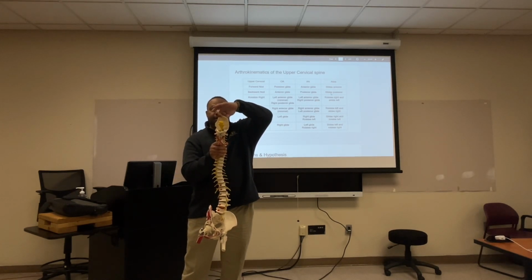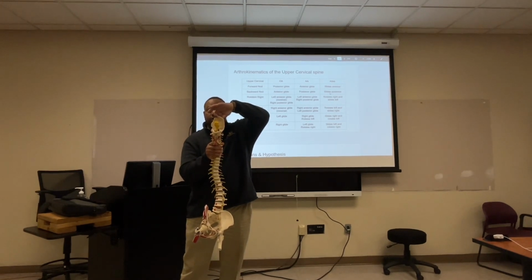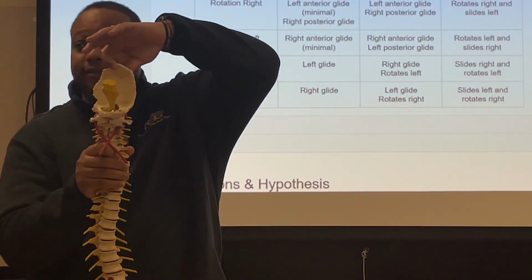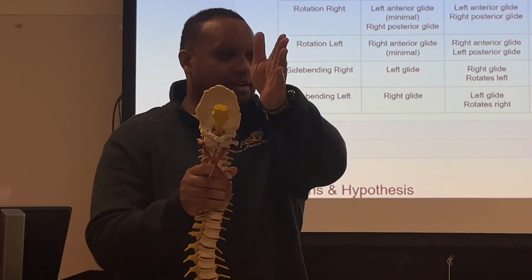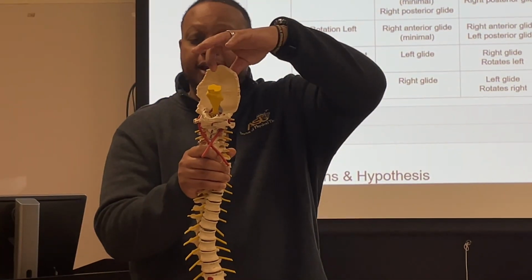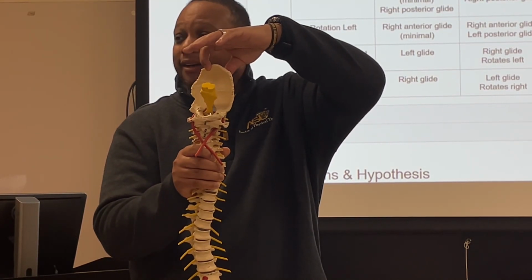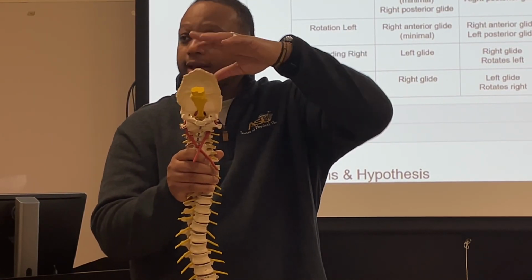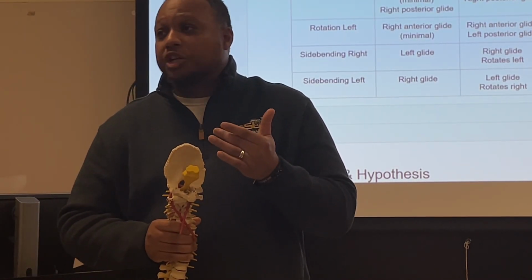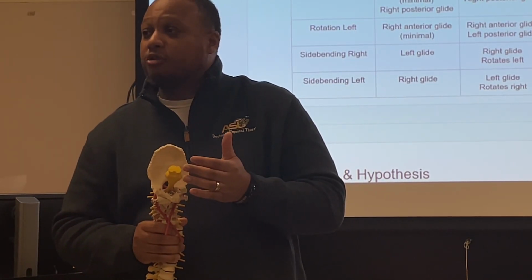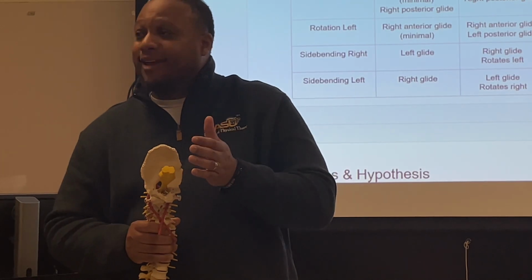What is happening of the occipital condyles with right rotation? How are they gliding on the left side? Anteriorly. How are they gliding on the right side? Posteriorly. That has to occur to achieve rotation right at the subcranial spine, at the OA.